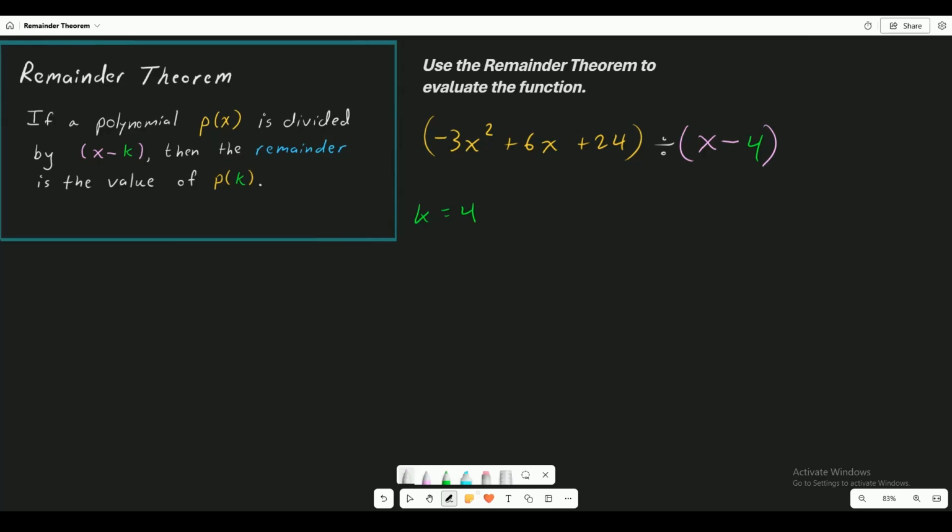So now let's calculate it. P of 4 will give us our remainder. That'll give us our remainder for this function. So let's find out what it is.